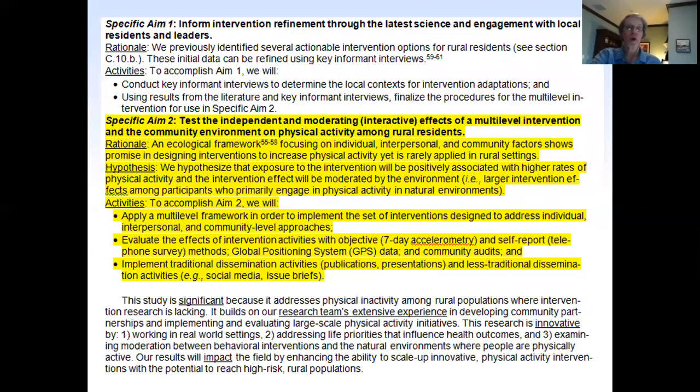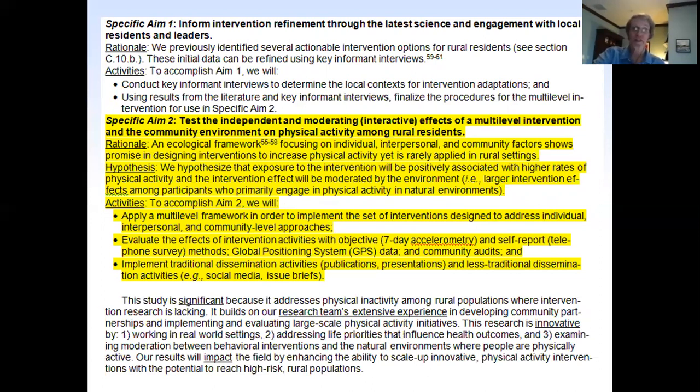So here's one example of an aim. You see the aim, you see the rationale, you see the hypothesis, and then you see the activities to accomplish the aim. And this is from one of our grants. I think this is a 2-year grant that we did.